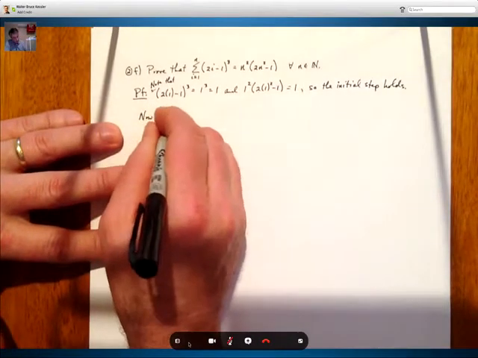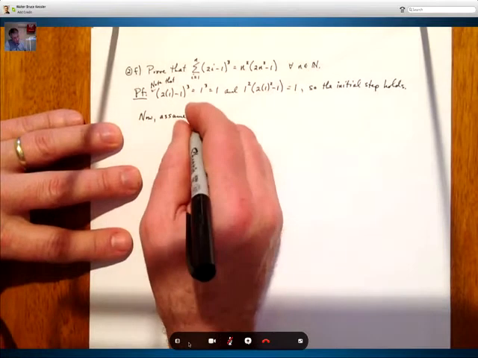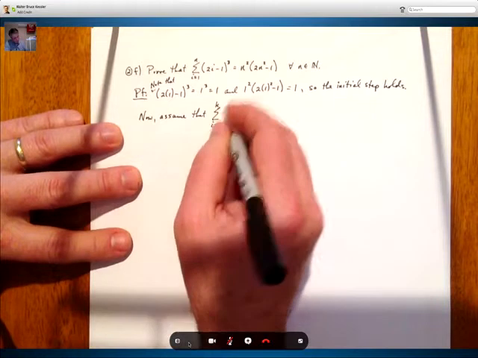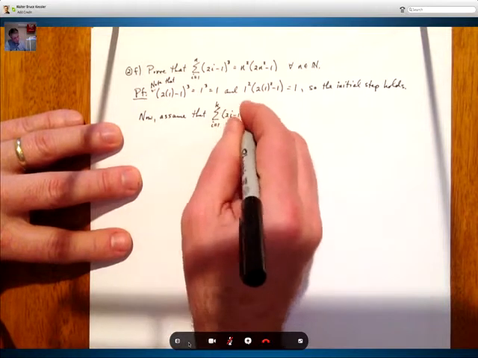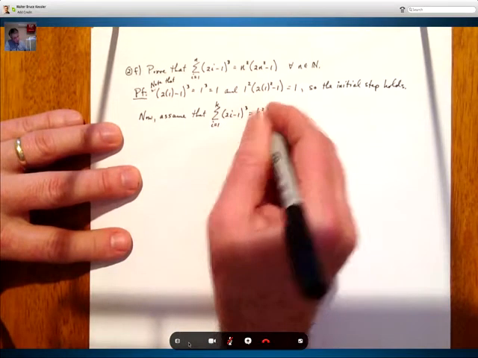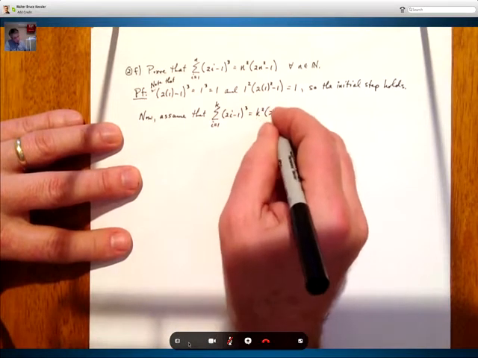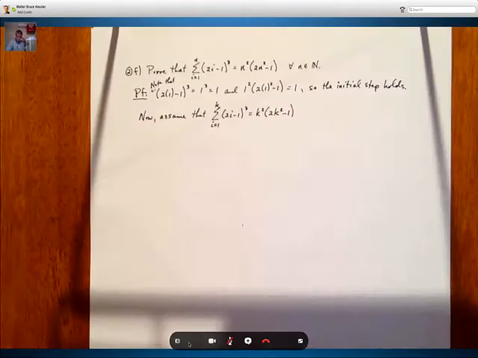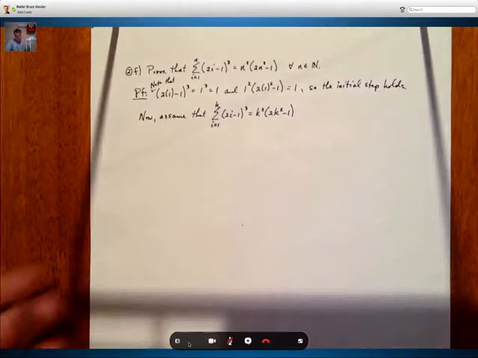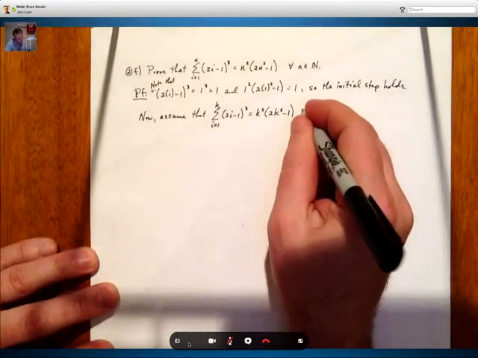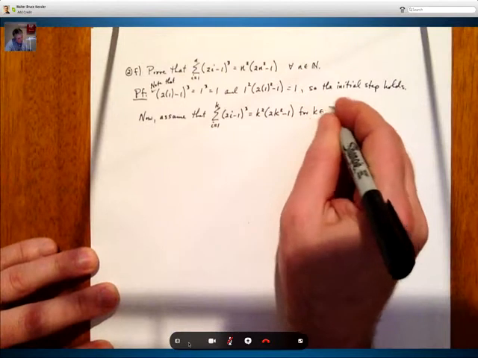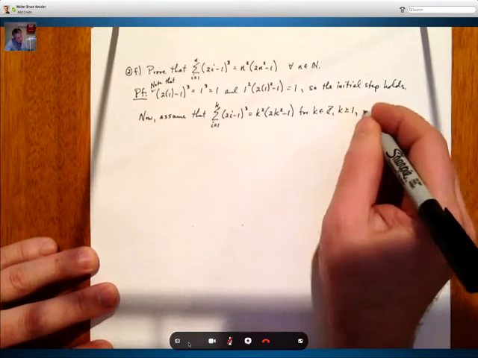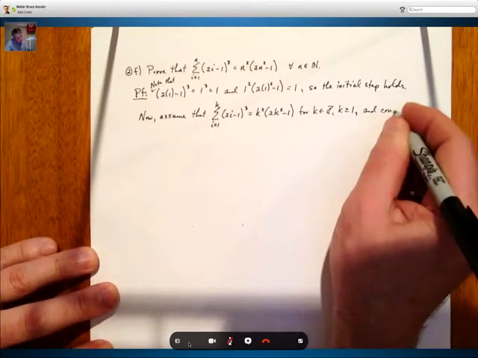Okay. And now we want to look and assume the formula holds for the first k odd numbers being cubed and added together. The sum from i equals 1 to k of 2i minus 1 quantity cubed is k squared times 2k squared minus 1. Okay. And this is for integer k greater than or equal to 1.